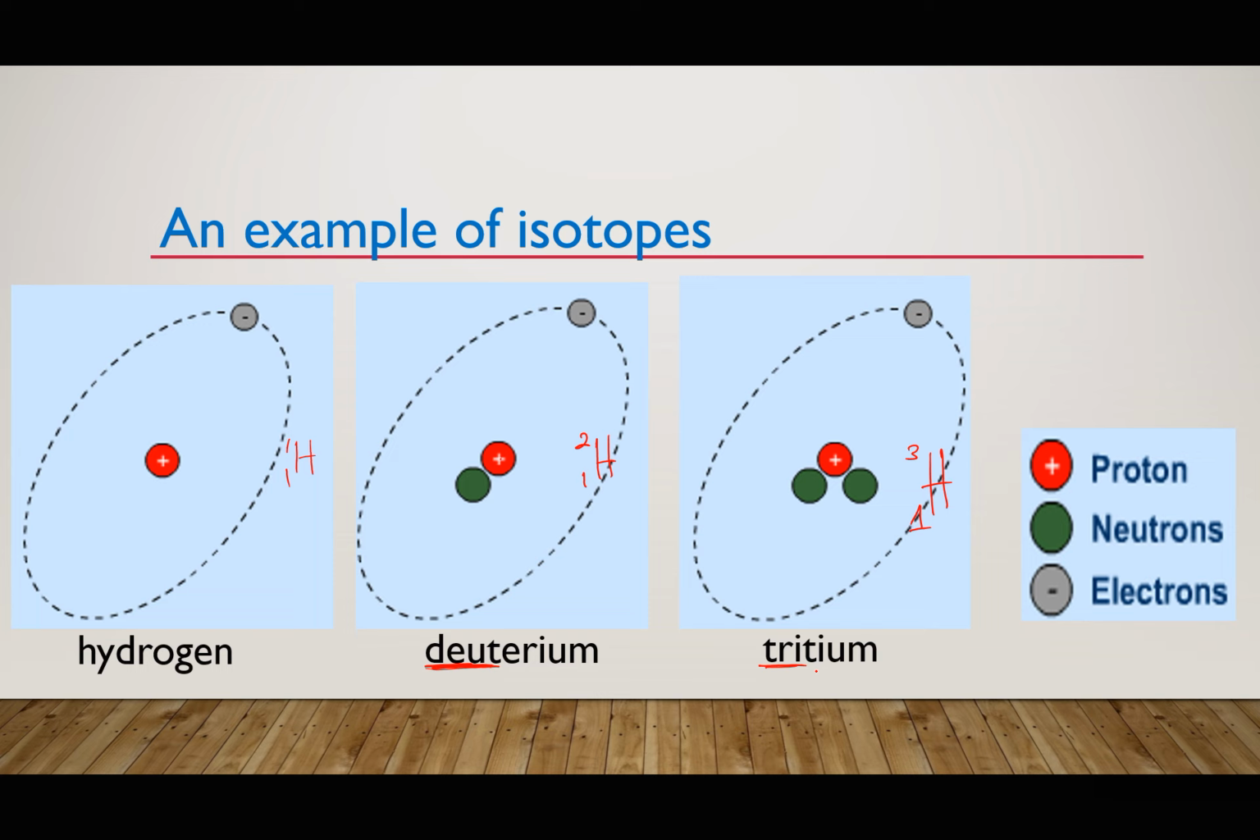So in all cases, you notice that the proton number remains the same, but the number of neutrons is different, where the first one has zero neutrons, this one has one neutron, the other one has two neutrons. These are going to behave in the same way during chemical reactions because they have the same number of protons, therefore they have the same number of electrons. It is these electrons that are responsible for chemical bonding. Therefore these are going to be called isotopes: nuclides of the same element which have the same proton number but different neutron number.